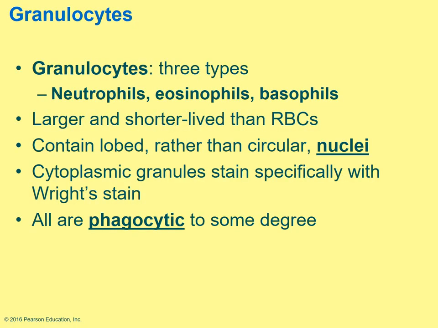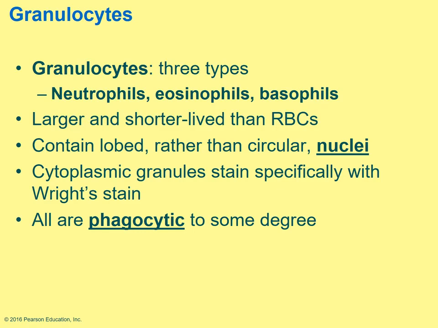The granulocytes are the neutrophils, eosinophils, and basophils. They are going to be larger than the red blood cells. They're going to have a shorter lifespan than the red blood cells. They do contain a nucleus because they are a complete cell. The nuclei tend to be referred to as lobed. They're not the circular nucleus that you're probably familiar with.